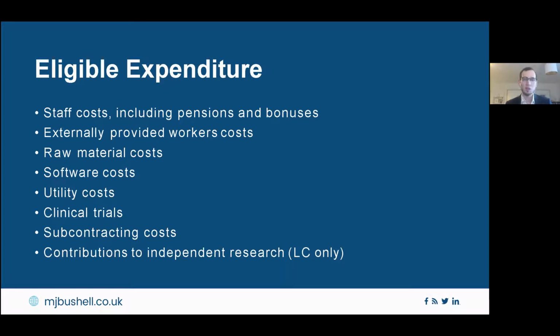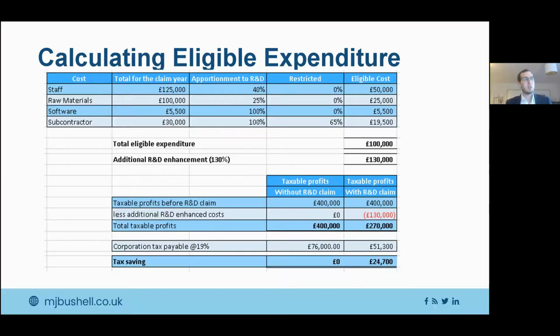Then clinical trials, and lastly, subcontracting costs, which is any third-party subcontractor you might contract to do some specific R&D related work for you. You're allowed to claim a max of 65% of those costs. And then lastly, you've got contributions to independent research, and that just applies to large companies only, and specifically large companies giving to qualifying bodies such as universities to carry out research and development for them. So those are some examples of qualifying costs.